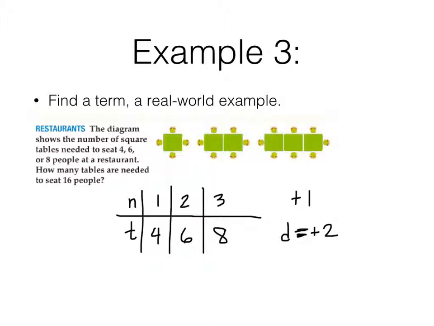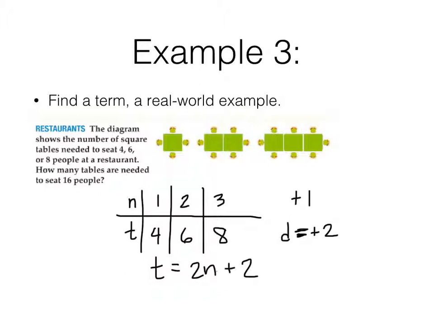Again, we know that this is probably our multiplier. So we're going to have 2 times n, and then we're going to have to add or subtract something to get these numbers. So 2 times n would give me 2. Plus what would give me 4? Well, that would be 2. Let's test that out and see if it works for the other ordered pairs.